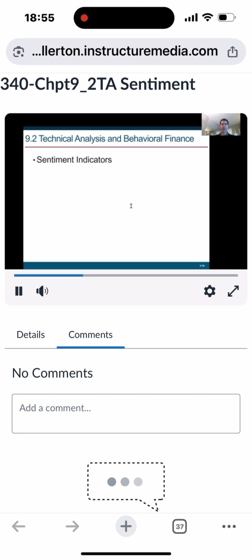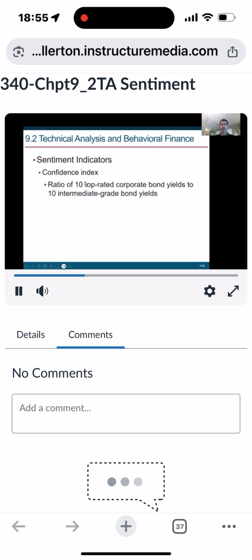Let's move on to another sentiment indicator. This one is called the confidence index. It's trying to see how confident the market is generally about the economy. All right, how is it calculated? It's the ratio of 10 top-rated corporate bond yields. So it's what rate of return you would earn on 10 top-rated corporate bonds. What do I mean by top-rated corporate bonds? There's not really a risk of bankruptcy in any of these companies. So you're buying their debt, you're loaning them money, and they're going to be good for it. They're not going to go bankrupt. You're going to get your money back plus interest.